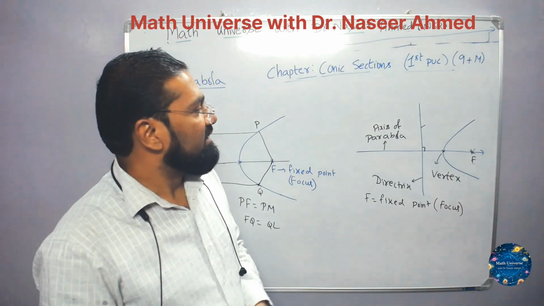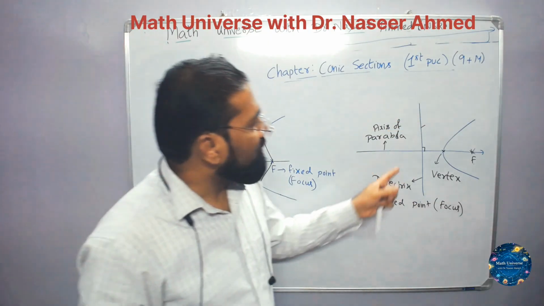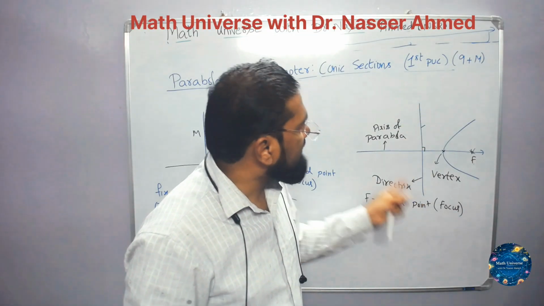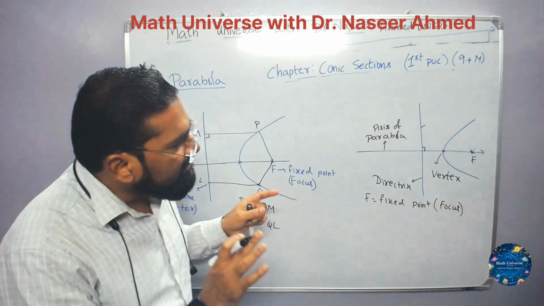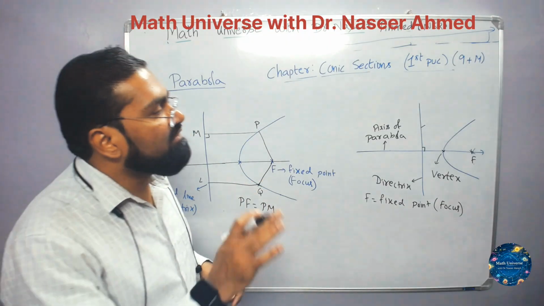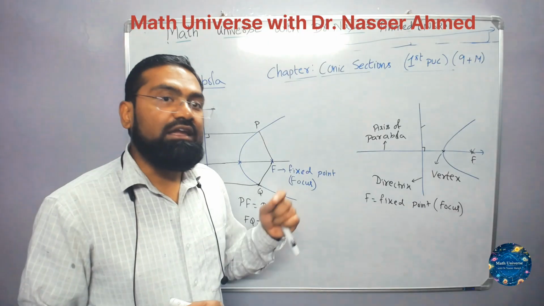Next, the directrix: we know it's a fixed line, and you can see the angle between the directrix and the axis of the parabola is 90 degrees. So these are the terminologies we are going to have. Now with this, let us try to derive the equation of the parabola.